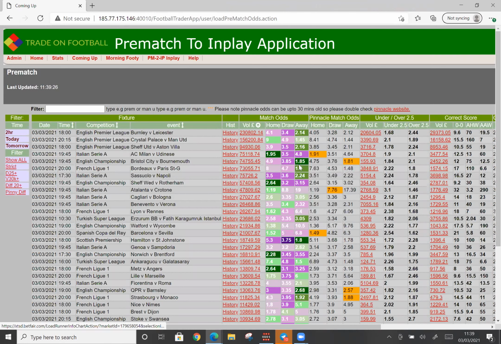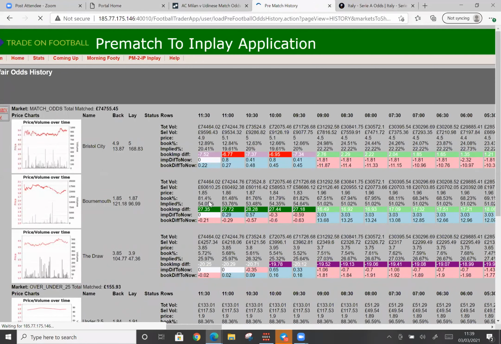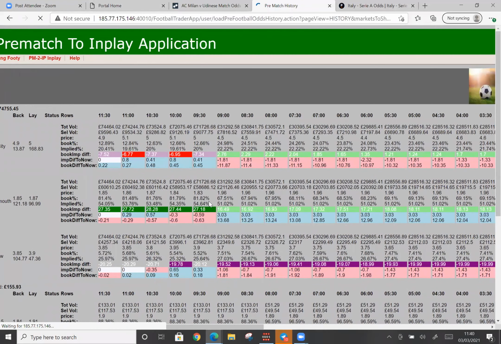Bristol City v Bournemouth. As we can see, Betfair price 1.85, Pinnacle price 1.81. Let's have a look at this. Yeah, you see, we've missed the movement here. This is what I like to see. This is a classic movement here.